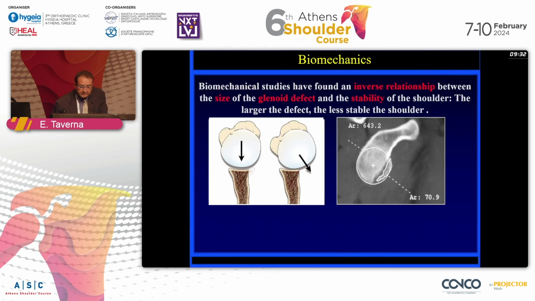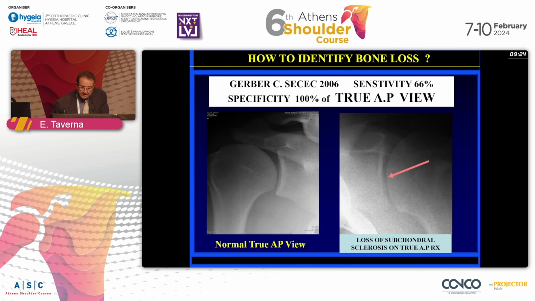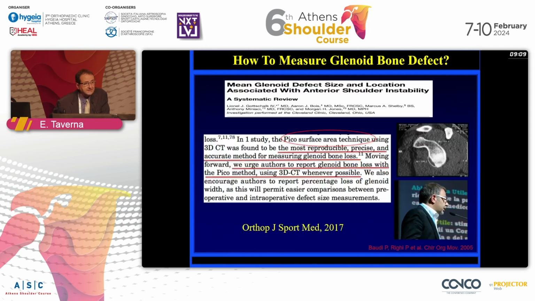Everybody agrees about the inverse relationship between the stability and the size of the bone defect, especially if we have to face a bipolar bone defect. So it's important, in my opinion, to have a diagnostic algorithm. So ask for an AP view on X-ray. If you see a lossy contour of the glenoid, then do a CT scan and measure the glenoid defect, and if possible, detect the position of the Hill-Sachs lesion.